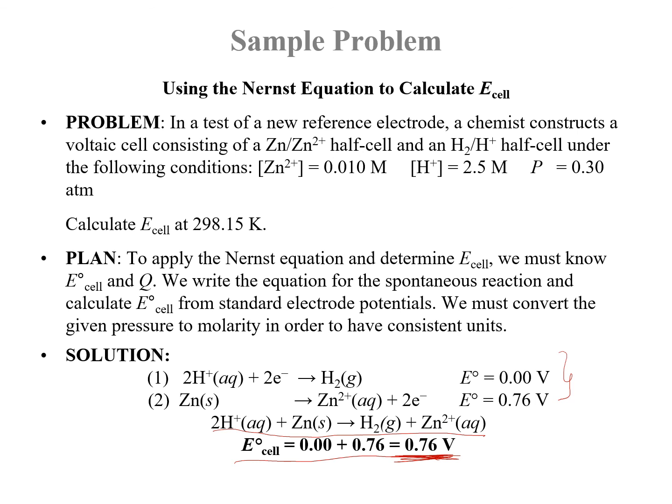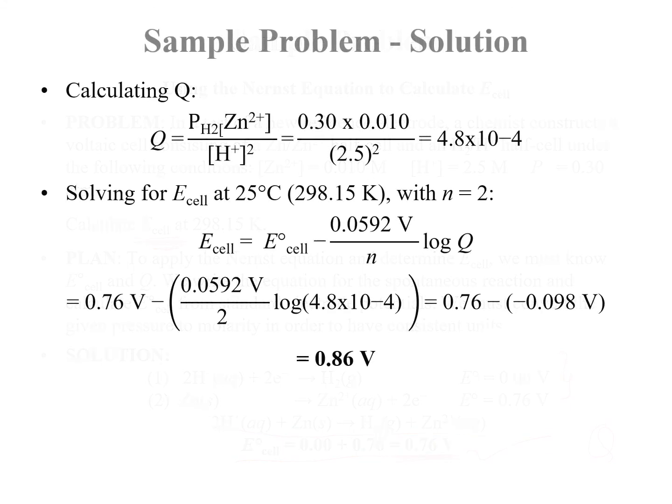Now the question is asking for E cell, right? So what is the Nernst equation? Nernst equation is E cell equals E naught cell plus 0.0592 over n times log Q. I already have E naught, I have to solve for Q. So how do you solve for Q? Based on the reaction that we just saw, Q is going to be the pressure of hydrogen times zinc 2 plus ion concentration divided by H plus concentration squared. Everything else will be neglected. Why? Because it is solid. Remember, solids are not included in this expression.